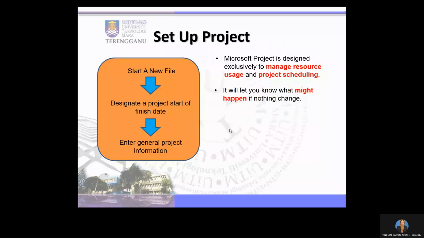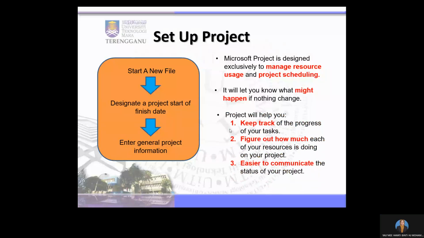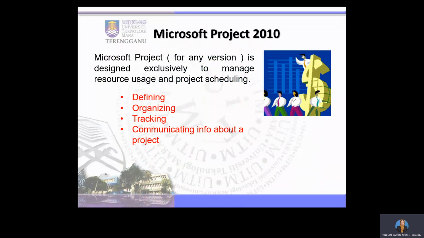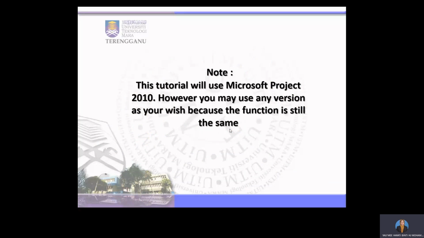You can see what might happen if nothing changes. The project will keep track of the progress of your tasks, figure out how much each of your resources is spent on your project, and make it easy to communicate the status of your project. So Microsoft Project is designed exclusively to manage resource usage and project scheduling. It helps you to define, organize, track, and communicate information about the project. The rest you can find by completing your hands-on exercise.